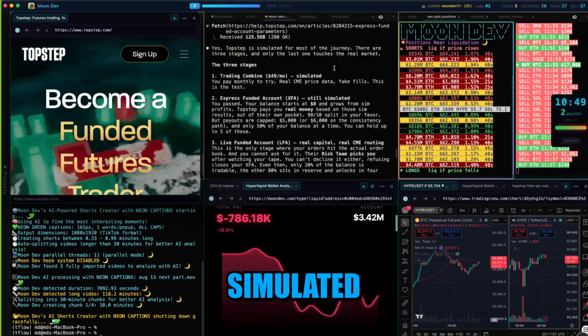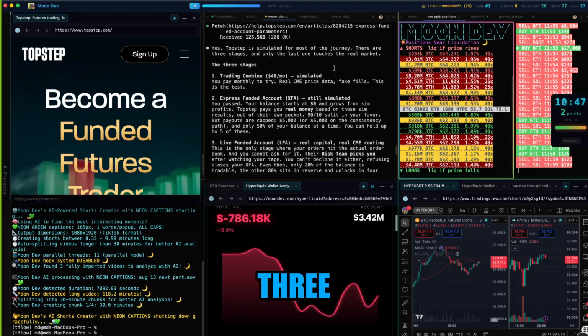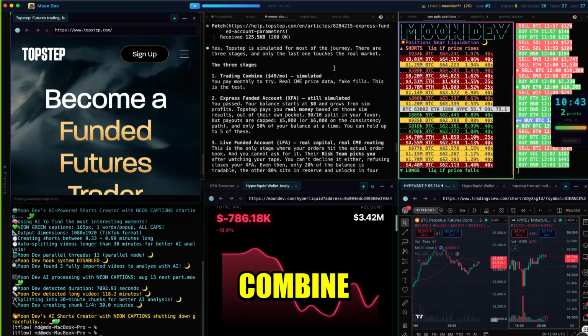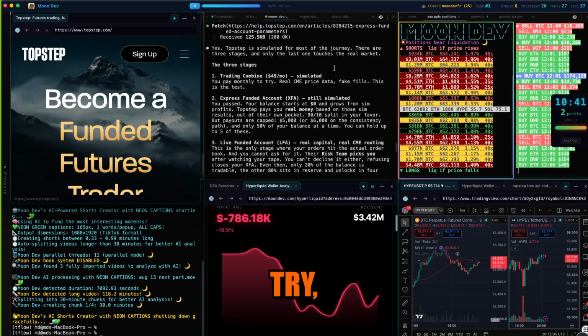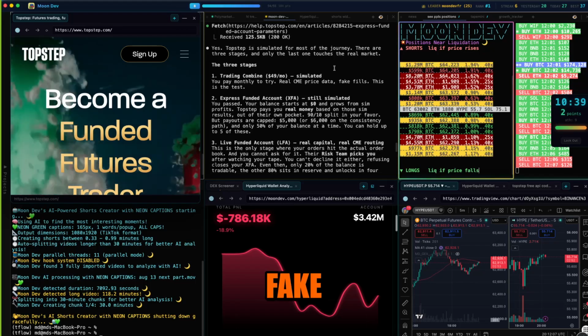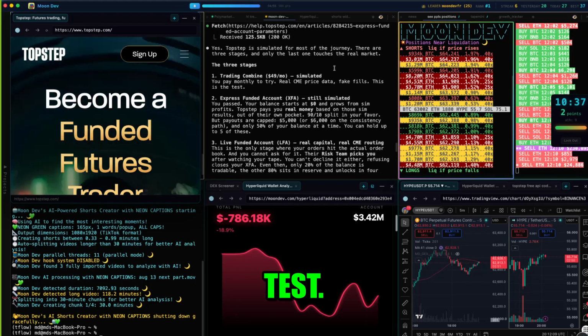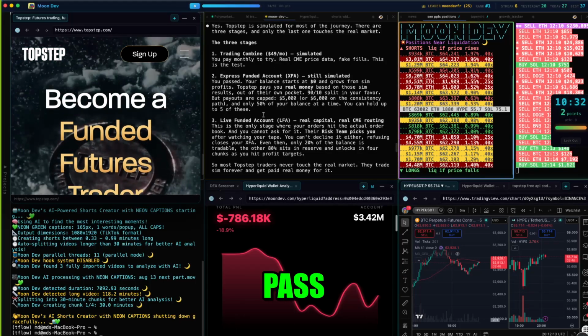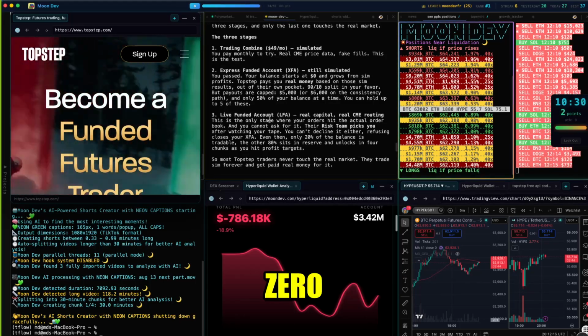Yes, TopStep is simulated for most of the journey. There are 3 stages, and only the last one touches the real market. Stage one, the Combine, is simulated and you pay monthly to try. Real CME data, fake fills. This is the test. Stage two, the Express Funded Account, XFA, is still simulated once you pass. Your balance starts at 0.